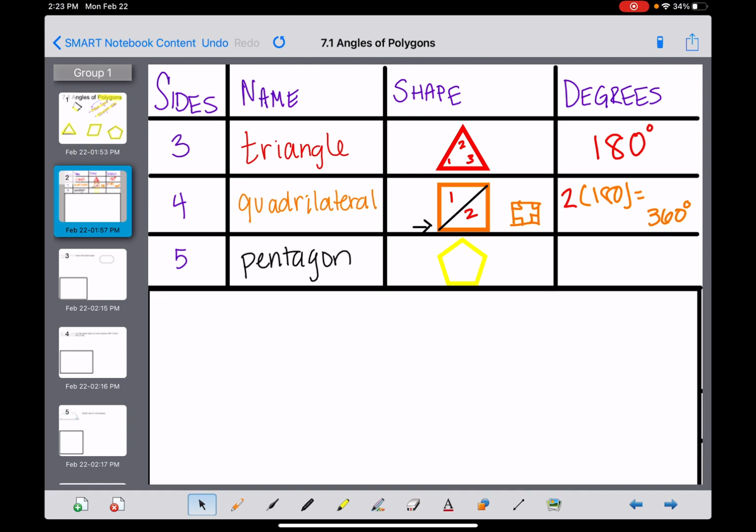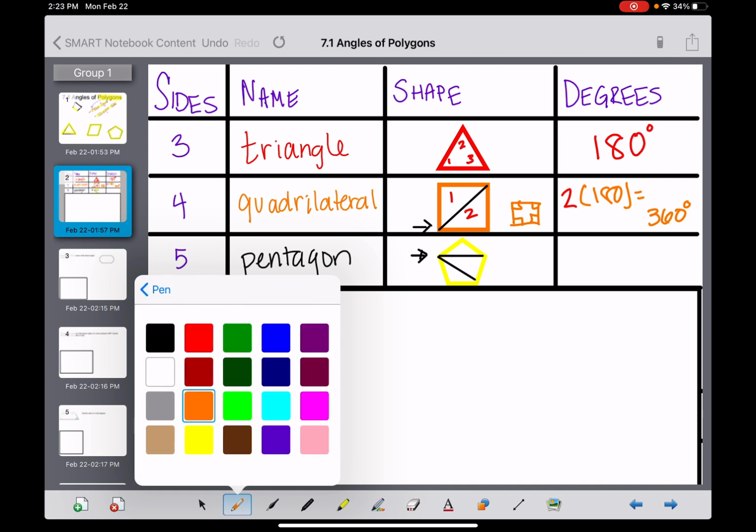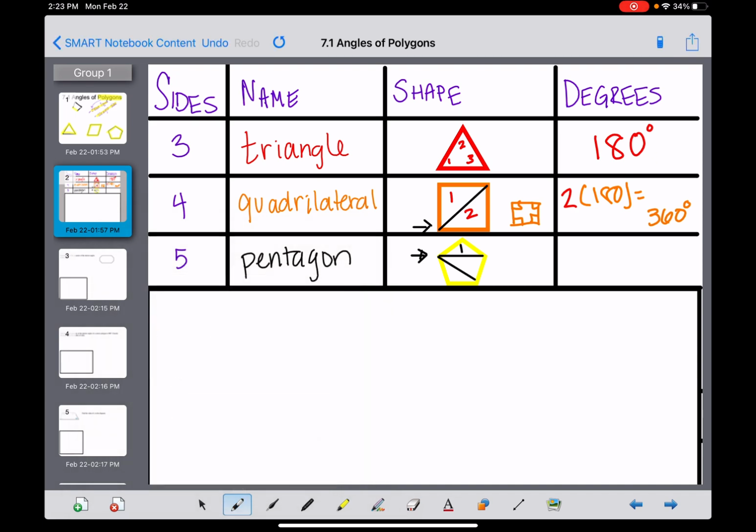A five-sided figure is called a pentagon. 5 sides, 5 angles. We're going to go through the same thing. I'm just going to choose one random angle, and I'm going to connect to all other non-adjacent angles. So there are three triangles in a pentagon. So we have 1, 2, 3 different triangles. So we have 3 sets of 180 degrees. 3 times 180 is 540 degrees. So a pentagon, it is 540 degrees.